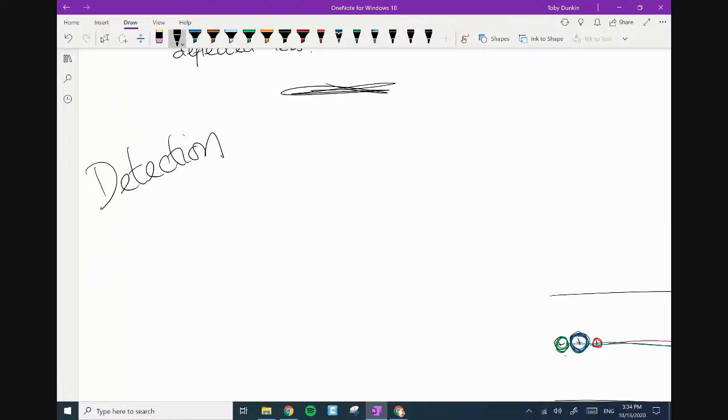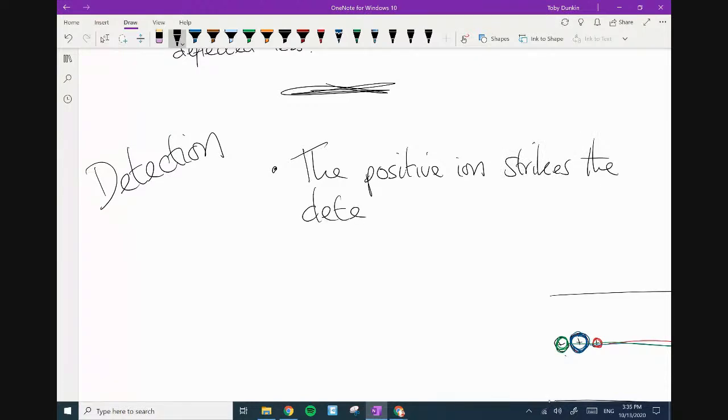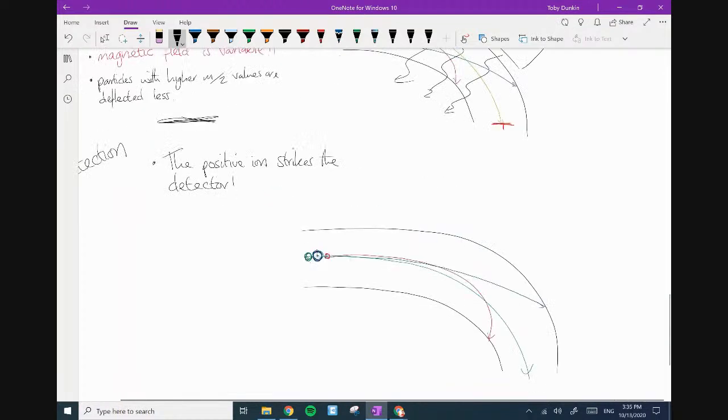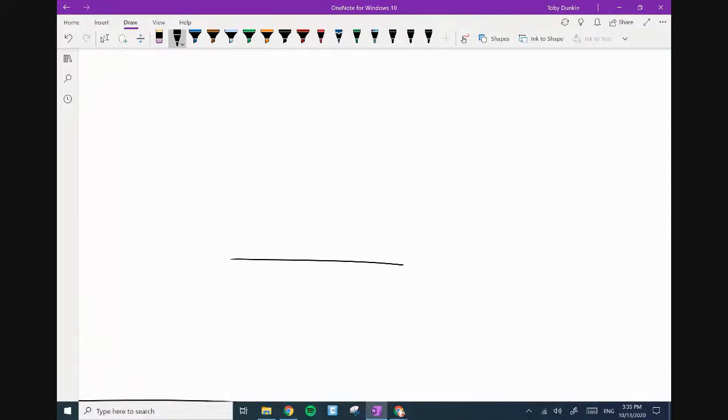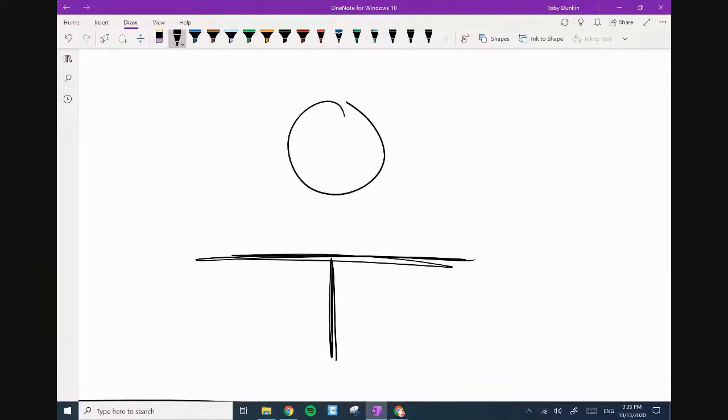Okay, so the positive ion strikes the detector. What does that look like? Looks like this. Detector, positive ion hits it. Boom.